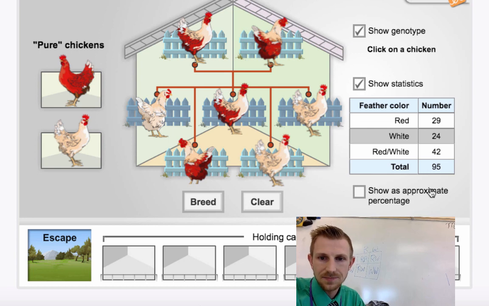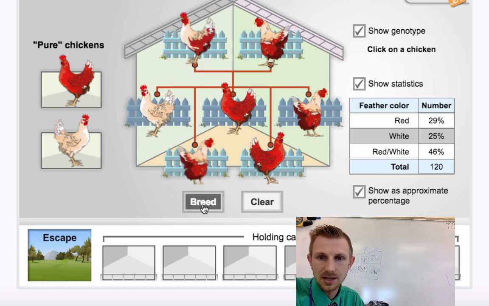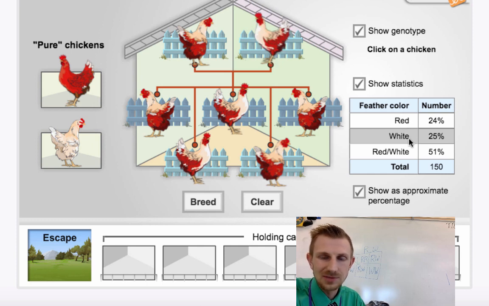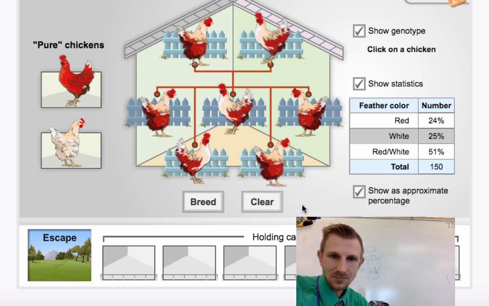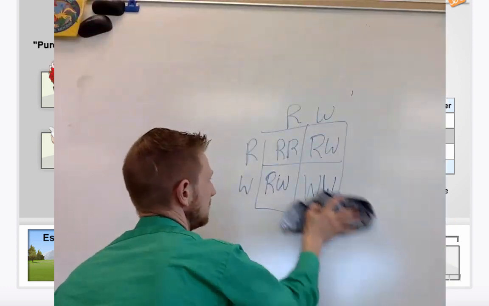And look at the stats. The approximate percentage is pretty close, okay? If I keep breeding them, I'll probably get closer to that 50% red and white. Yeah, right about there. About 25% red, about 25% white, okay? There are lots of examples of codominance in nature.